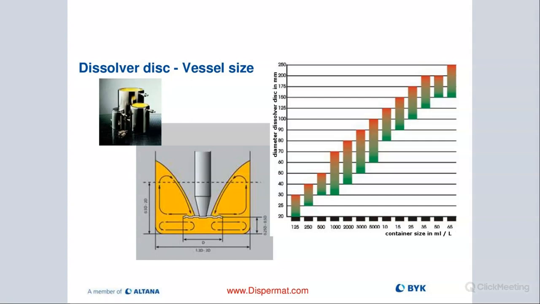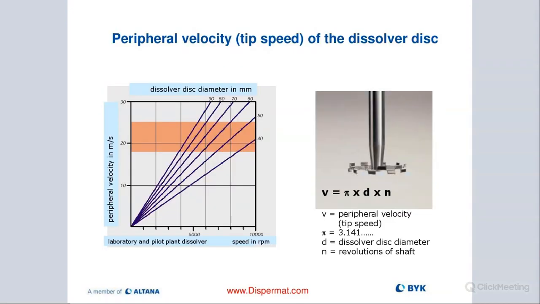The goal is that when I choose that blade, I'm able to see a donut in my container when I'm optimizing the pre-dispersion process. Again, 18 to 25 meters per second of tip speed is what we're looking for in the pre-dispersion process.